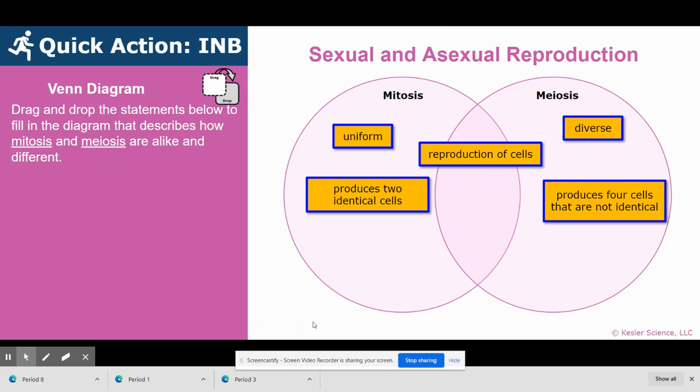All right, so here's our Venn diagram, working with what we just went through with mitosis and meiosis. Mitosis is going to produce cells that are uniform, or all the same, and it's going to produce 2 identical cells. Meiosis will create cells that are diverse, or different, and it'll produce 4 cells that are not identical. And reproduction of cells goes in the middle because both of them are a form of cell reproduction, or cell division.